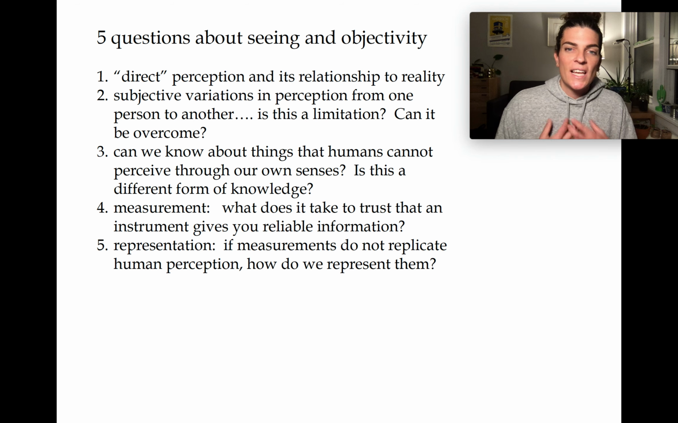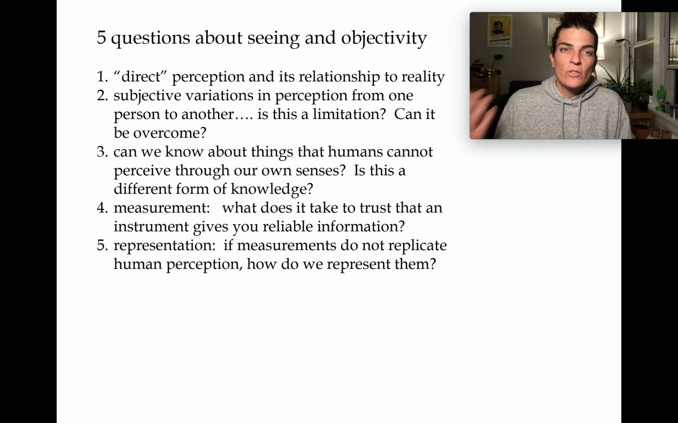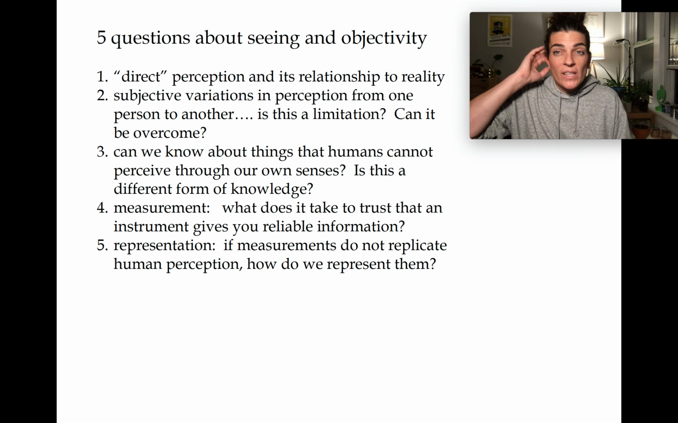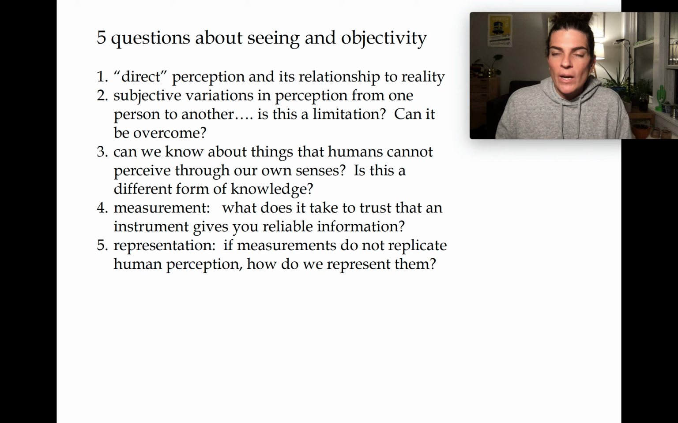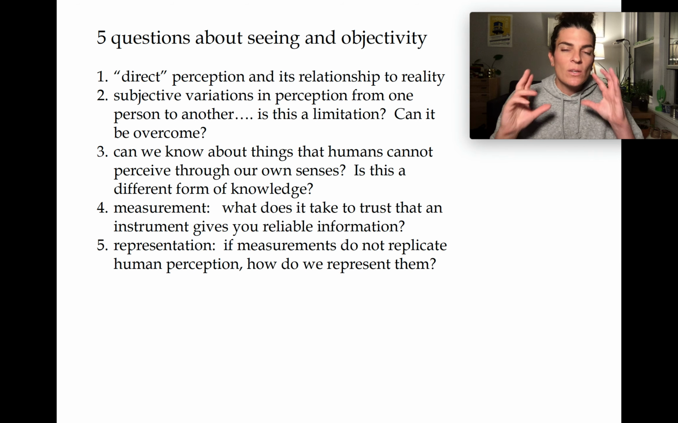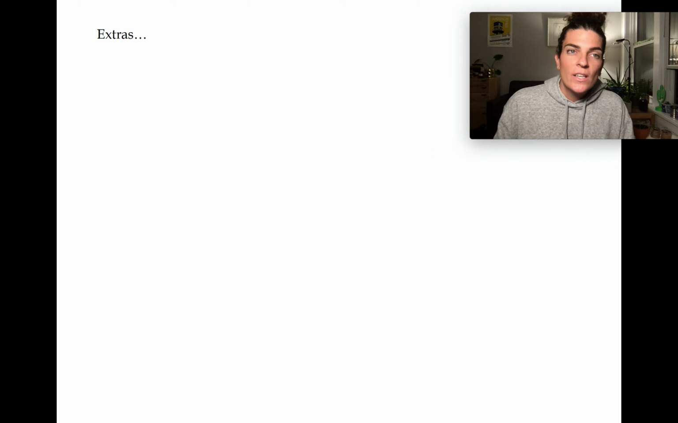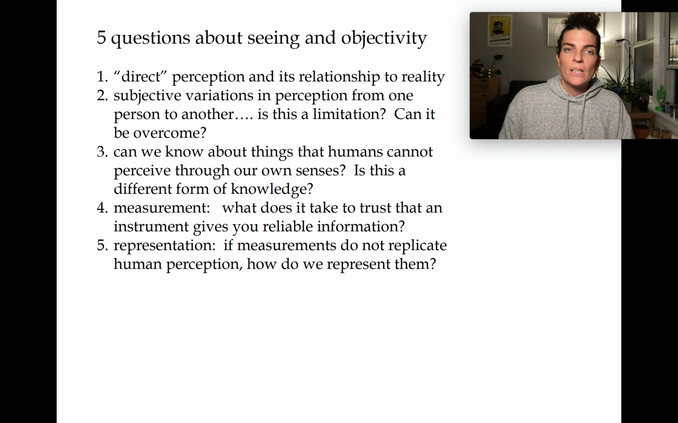What does it mean to take and trust an instrument that gives you reliable information and measurement? And if those measurements don't exactly replicate human perception or direct perception, how do we represent them, and is that representation correct, right? Or are we going to be accused of bias or manipulation or something like that? So these are important things to consider as we're thinking about observations and objectivity. So I'm going to leave it on this slide.